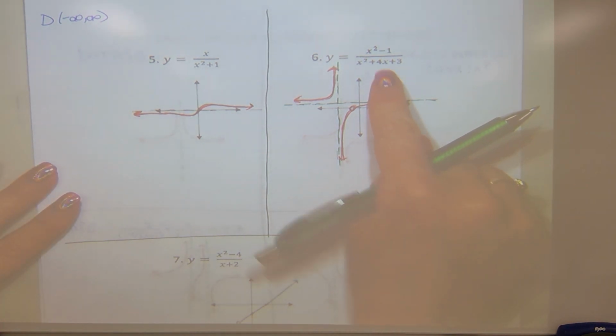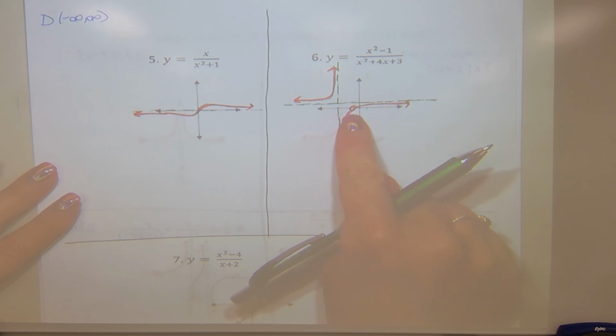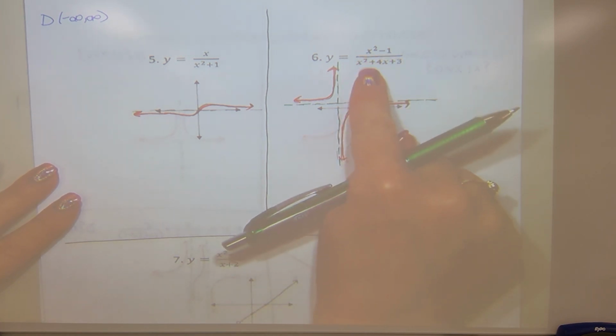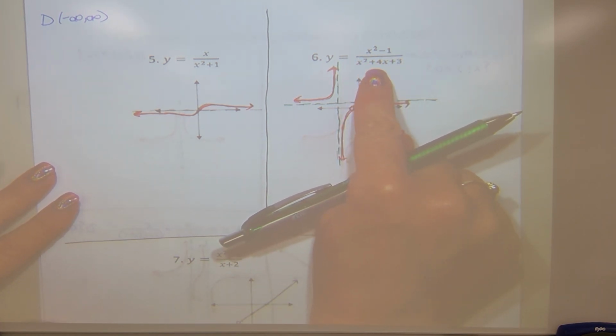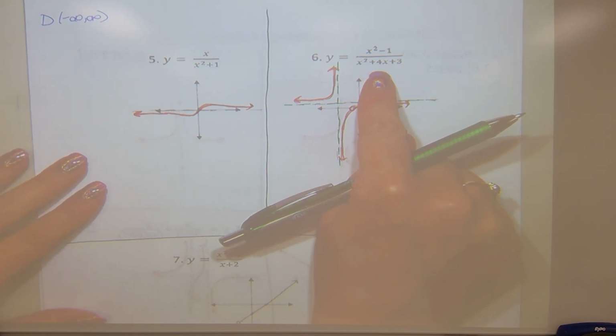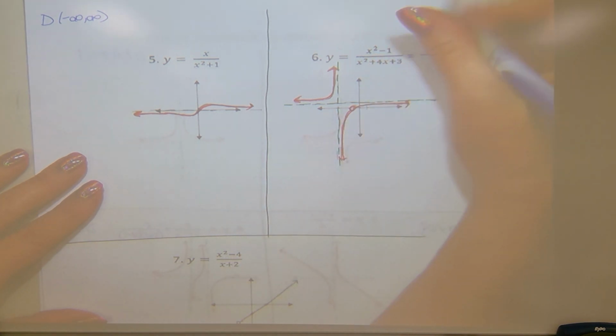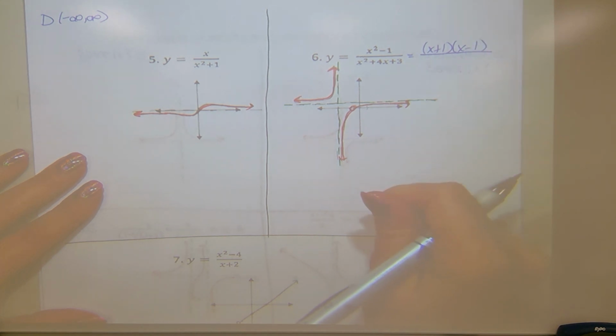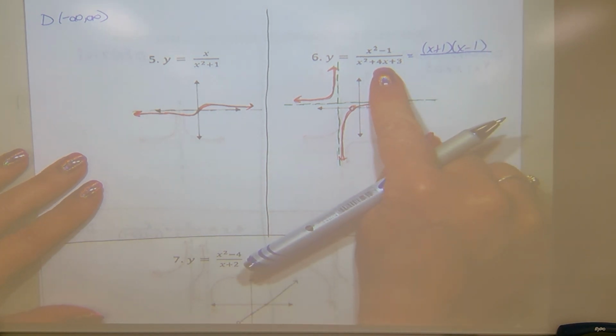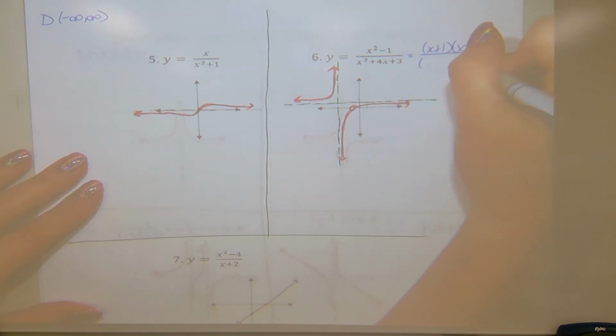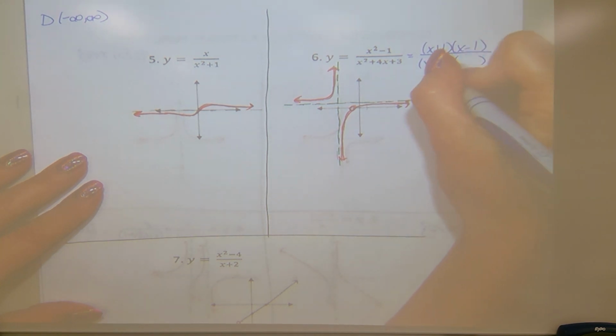I'm going to want to figure out what that value is and what the value of that hole is based on factoring this denominator. You know what, let's go ahead and do that. Let's look at factoring this entire function. If I factor the numerator, there's my difference of squares again. So I've got x plus 1, x minus 1. If I factor the denominator, I can factor that quadratic. It's not a difference of squares.